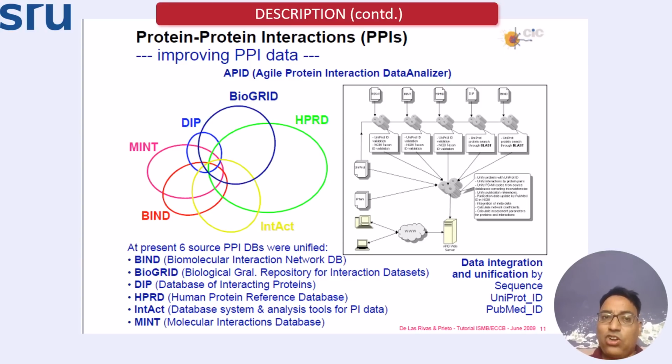And for analyzing all this PPI data, different servers are there. See, BIND, the Biomolecular Interaction Network Database, BioGRID, DIP, the Database of Interacting Proteins, HPRD, the Human Protein Reference Database, InterAct, the database system for analysis of PPI data, and the Molecular Interaction database, MINT. All these parts are connected together. For systems biology, we need to analyze all of them together. Then only can the things be properly worked out.